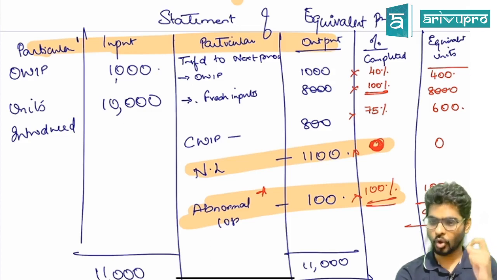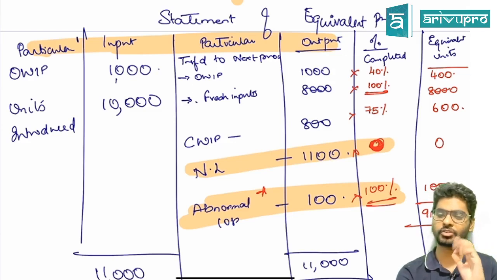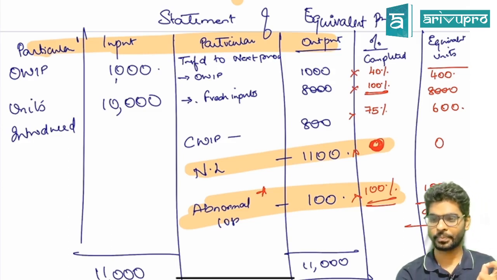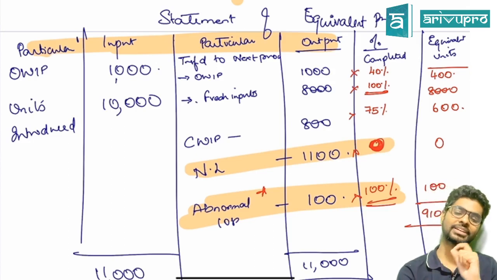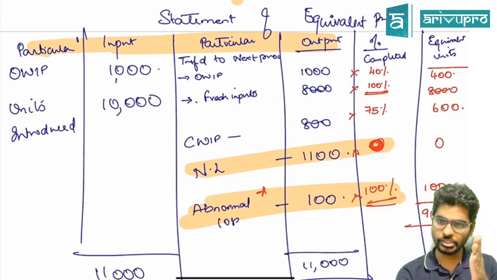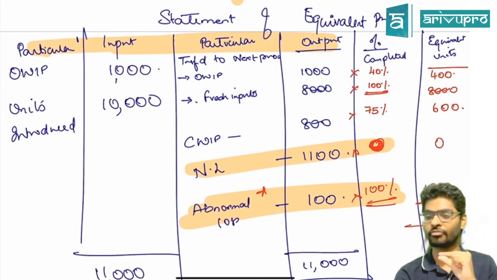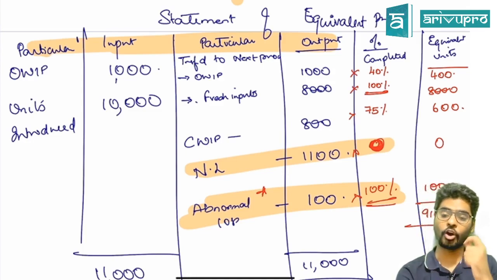Second part, the normal loss cost will be absorbed by the good units. Therefore, the percentage of completion of the normal loss will be given as 0. Third thing, abnormal loss: please always search in the question whether they have given you the percentage of completion. If nothing is given, take it as 100%, or else whatever percentage is given, take it. Once you multiply the output with the percentages, you will get the total number of equivalent units, which is going to help me in the formula of cost per unit.